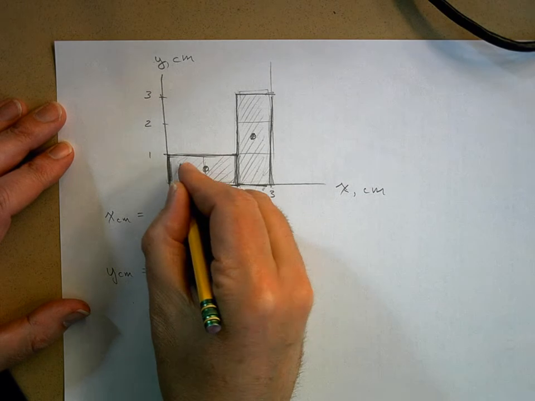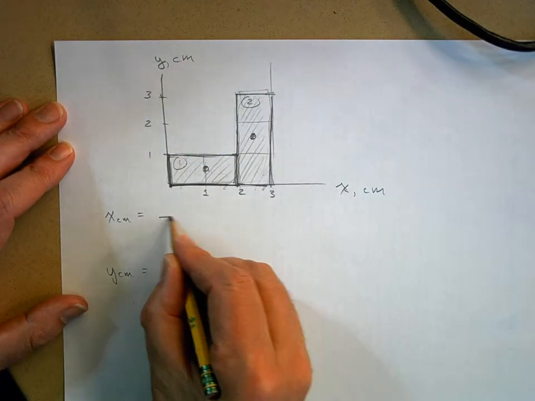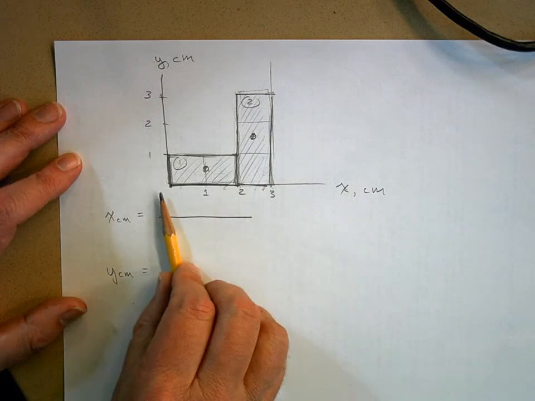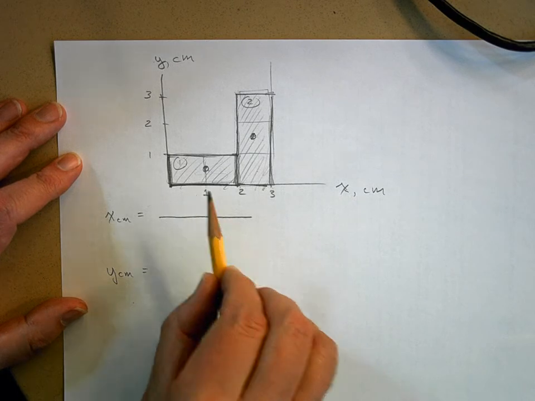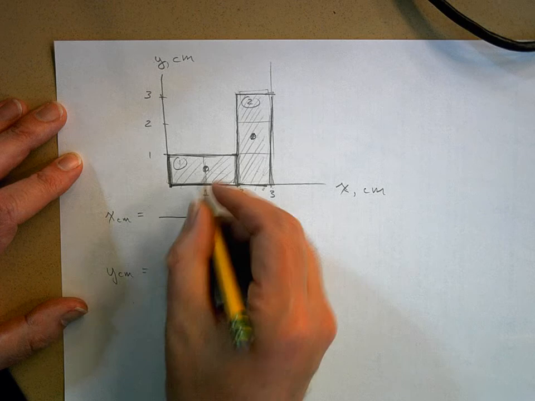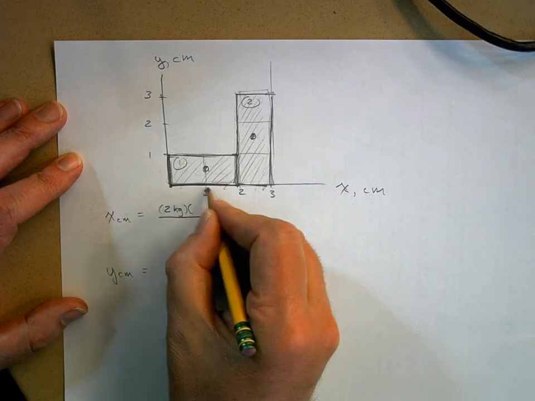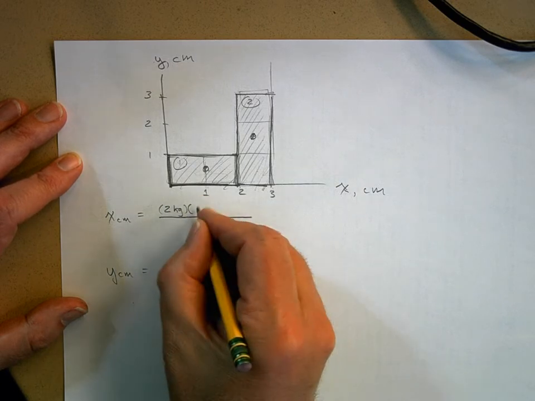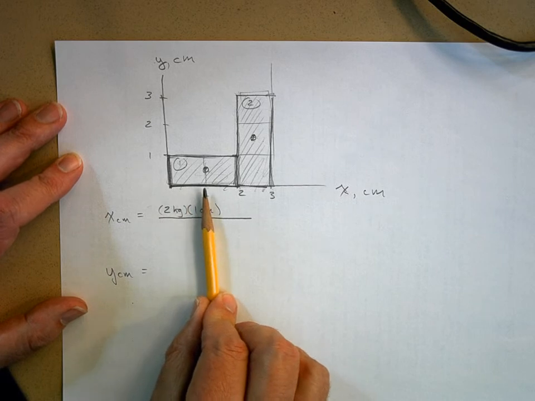So let's call this object 1 and this object 2. So object 1, in the x direction, where is its center of mass? It's at 1 centimeter. And what is its mass? It has 2 kilograms. And its center in the x direction is at 1 centimeter. And I go along the x-axis. Oh, okay, there's its center.